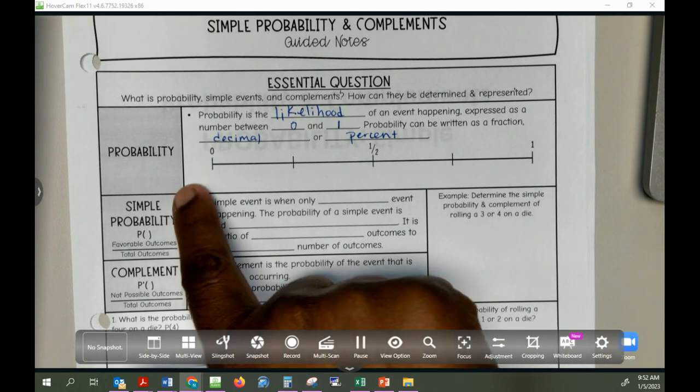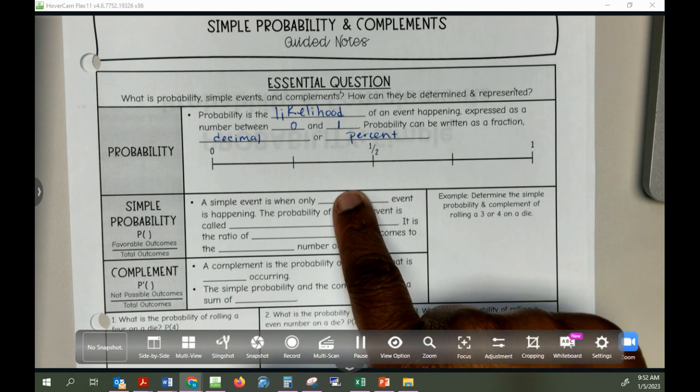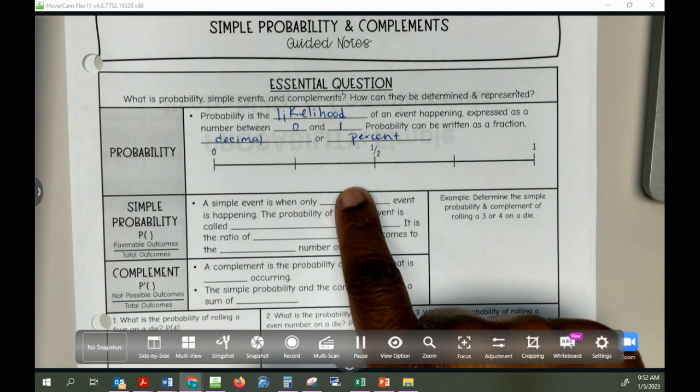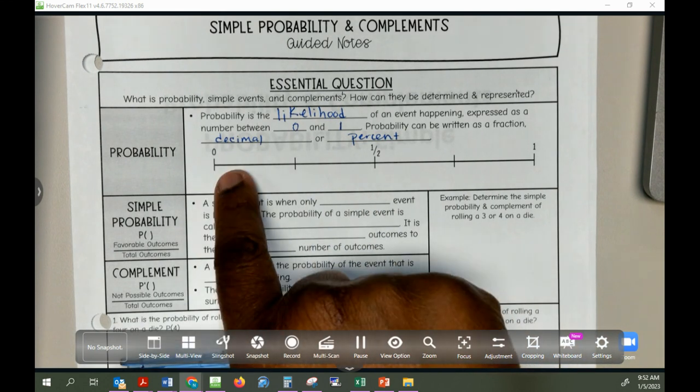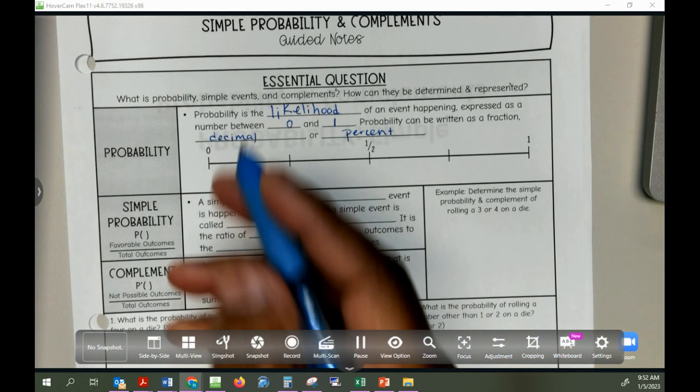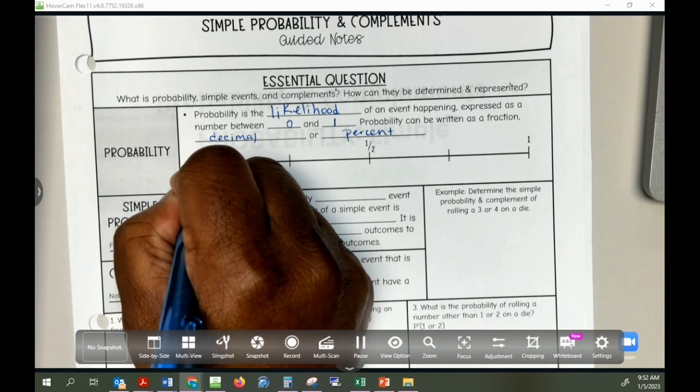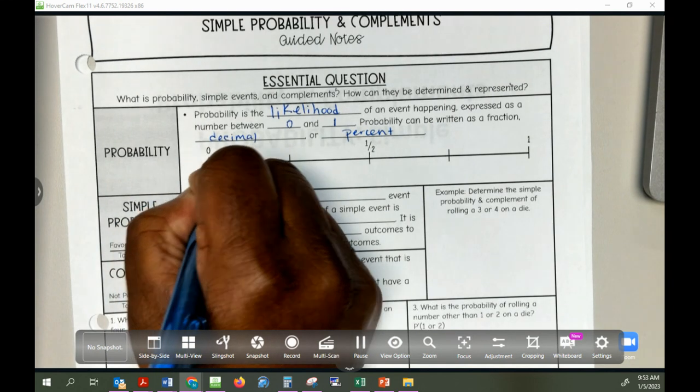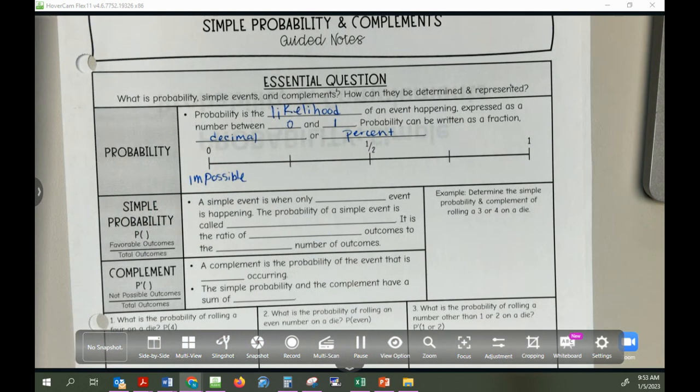So when we look at the probability of something happening, our voices need to be off. We're taking notes. When we look at the probability of something happening, if it's a 0 chance that it will happen, we would count that as impossible, because that means it's a 0 chance.